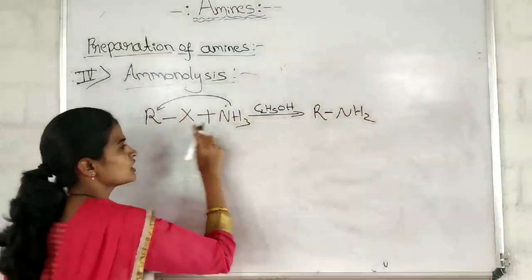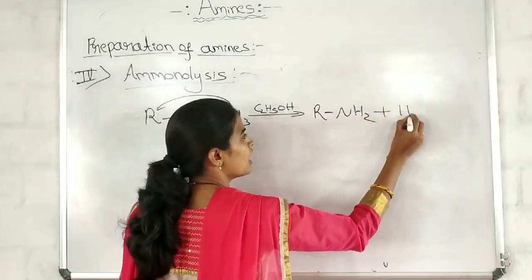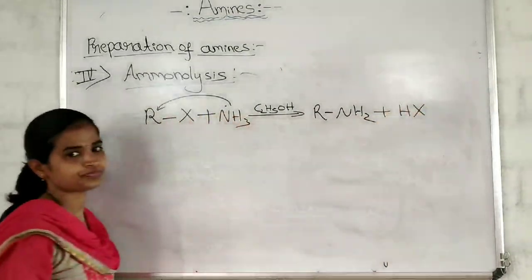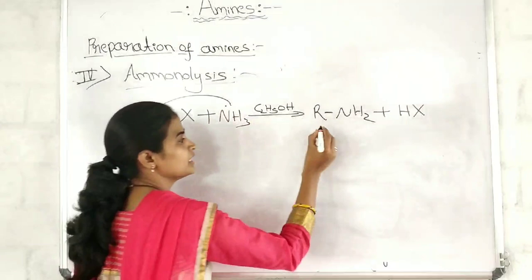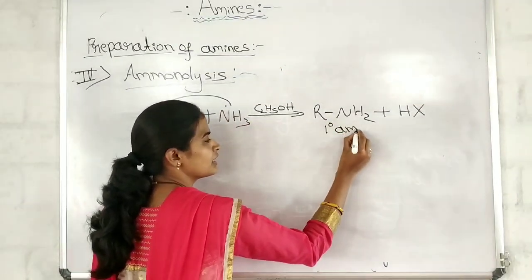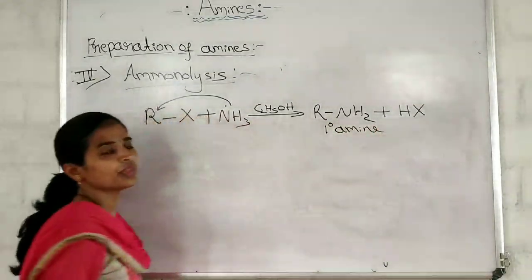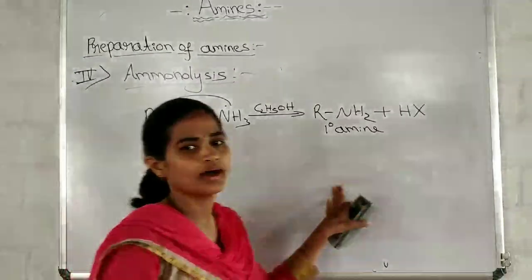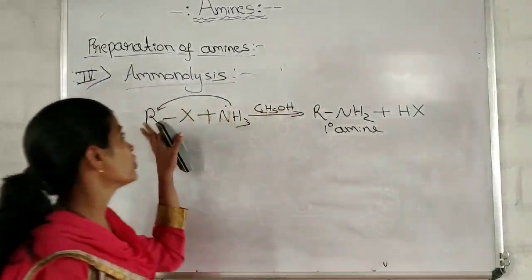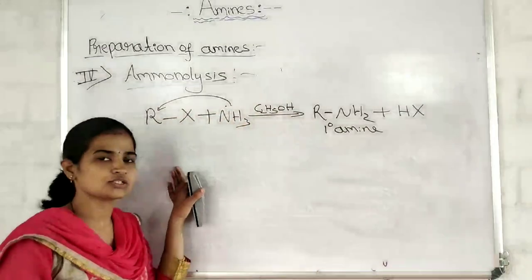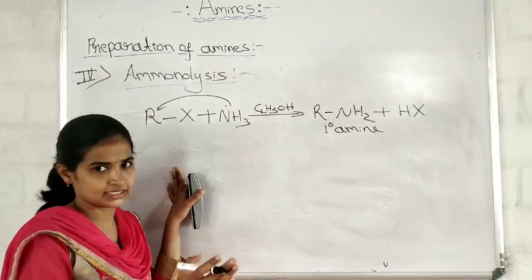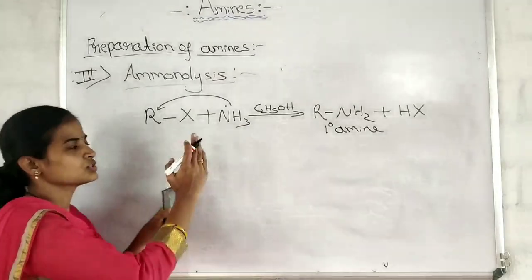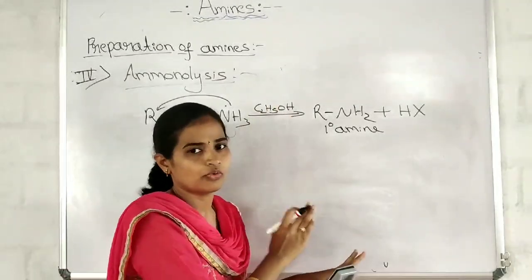NH2. This one hydrogen combines with a halogen to form what? Hydrogen halide. What type of amine is it? It is a primary amine. This is called as what? Ammonolysis, or sometimes it is also called aminolysis. Breaking of the carbon-hydrogen bond by using the nucleophile.